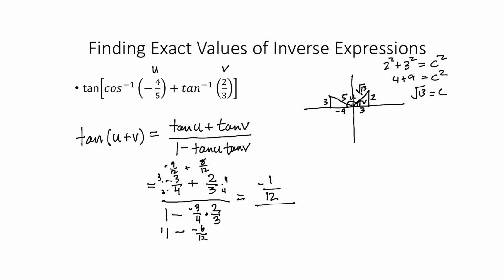1 we can express as 12 over 12. We like ones because we can just turn them into fractions really easy. This becomes a subtraction of a negative, so plus positive. So that gives me 18/12, which reduces down to 3/2, I think. 6 goes into 18 three times, and 6 goes into 12 twice.